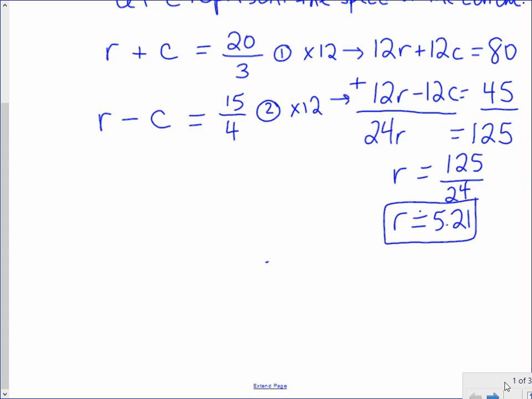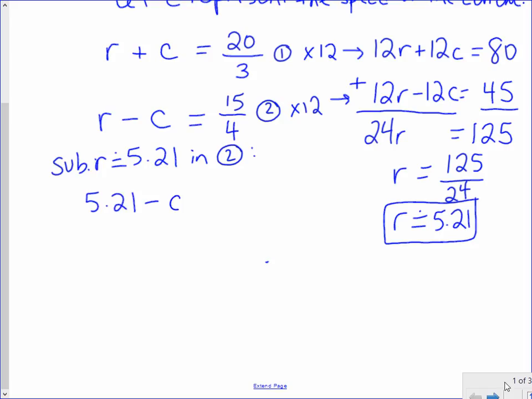Now, I have a rowing speed of 5.21. Can I find c? And again, you can use original equation 1 or 2, or you can use the one where you multiplied by 12. Original 2? So substitute r equals, I'm going to put approximate, r is approximately 5.21 in equation 2.